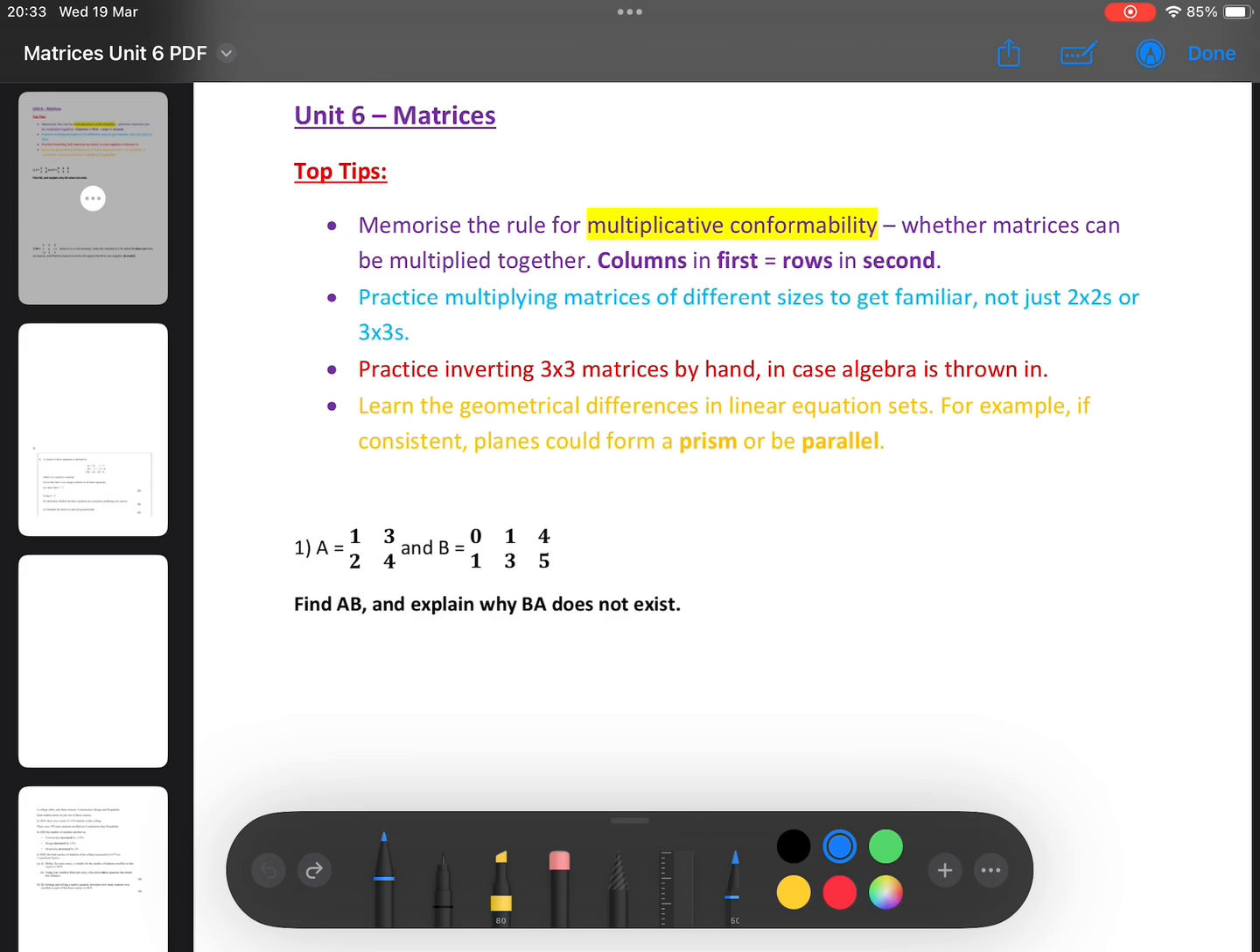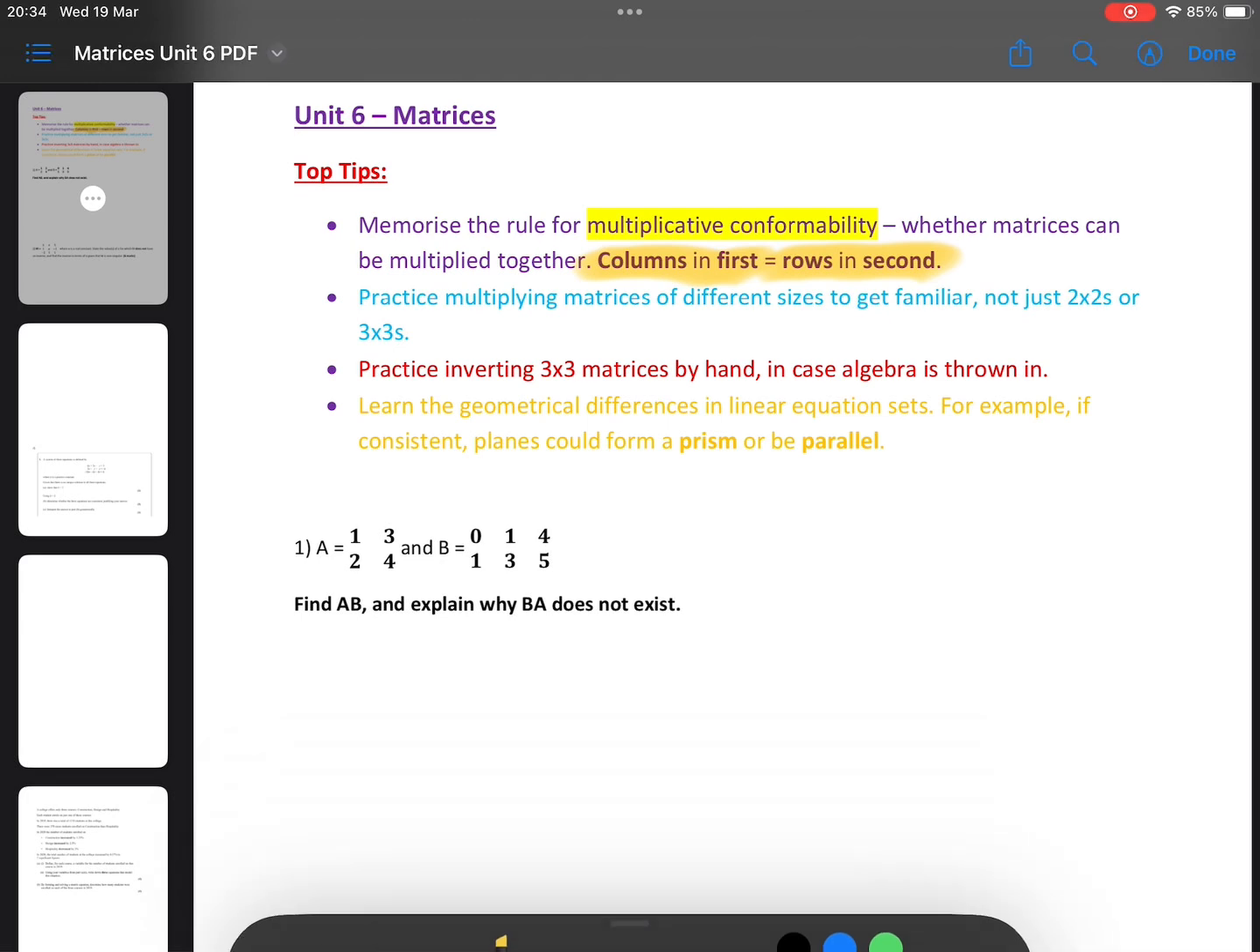Moving on to the top tips, first one is to memorise the rule for multiplicative conformability, and that just means whether matrices can be multiplied together. In order for that to be the case, the columns in the first matrix have to equal the number of rows in the second. And of course, that tells us that matrix multiplication isn't commutative. The order that you do it in matters. So yeah, C comes before R might just be a good way of remembering that.